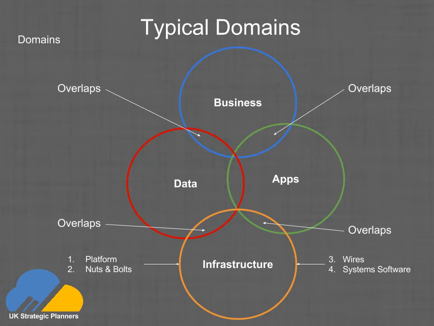And typically these are presented in some sort of hierarchical format, where the infrastructure layer offers services upwards to the applications, which offer their services upwards to the business, which offers its services upwards to the outside world. Those are the 4 main domains in many architecture frameworks. There are other domains which organizations want to focus on.